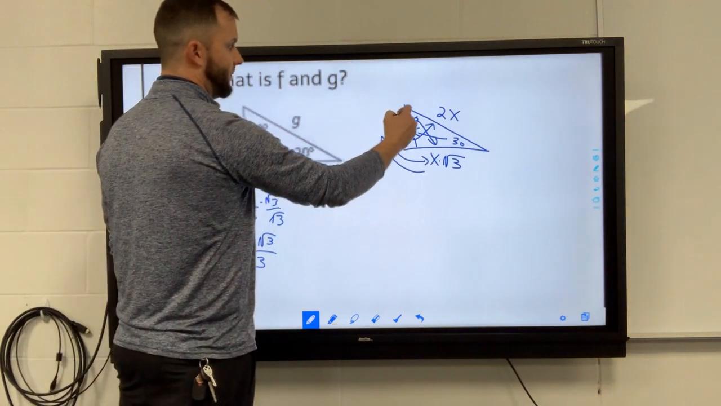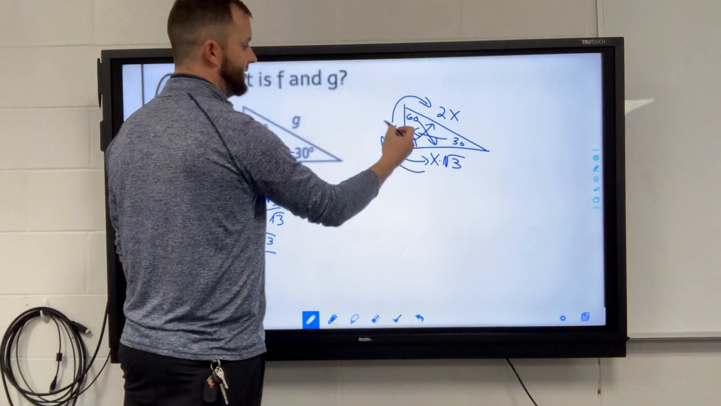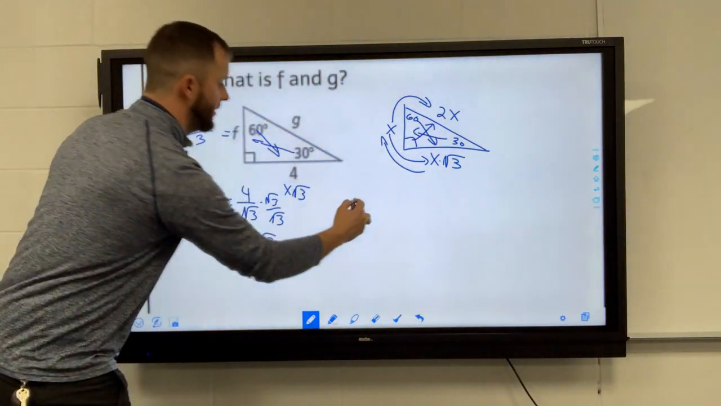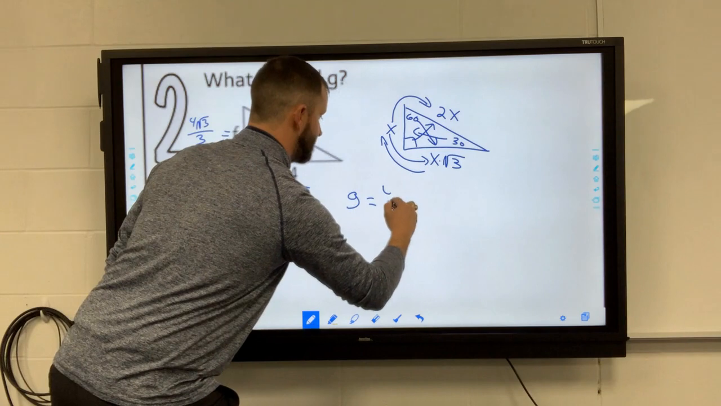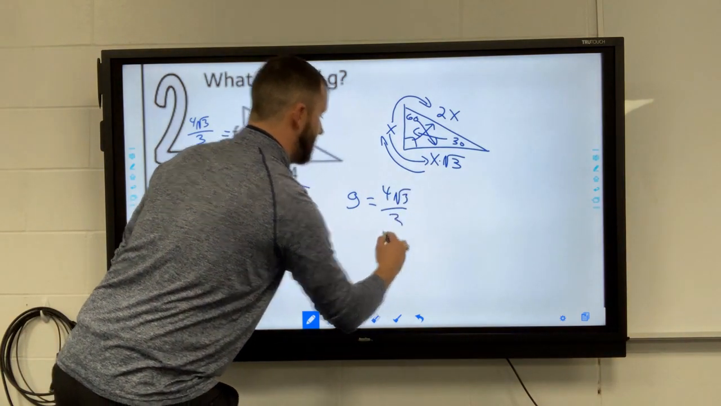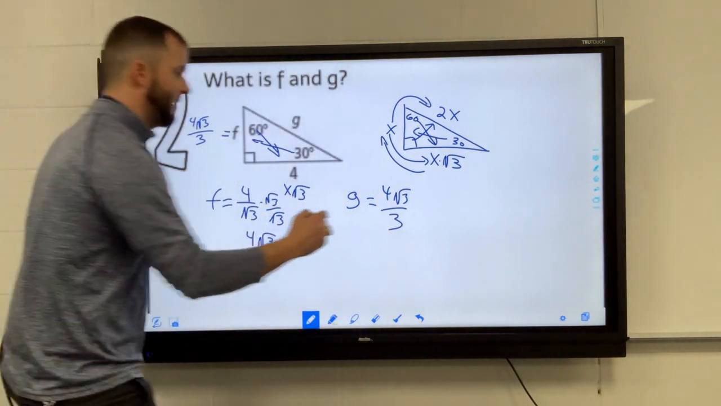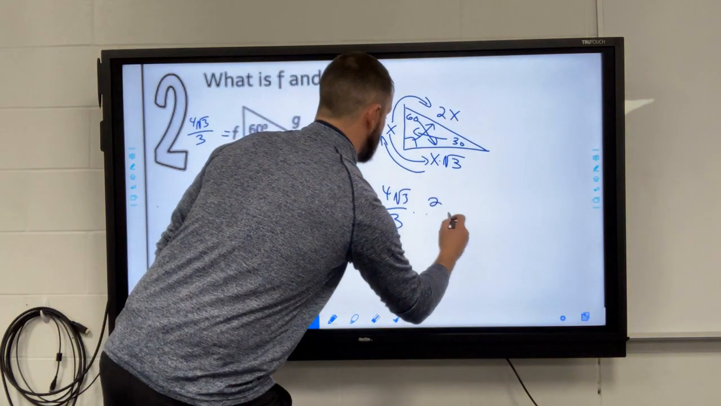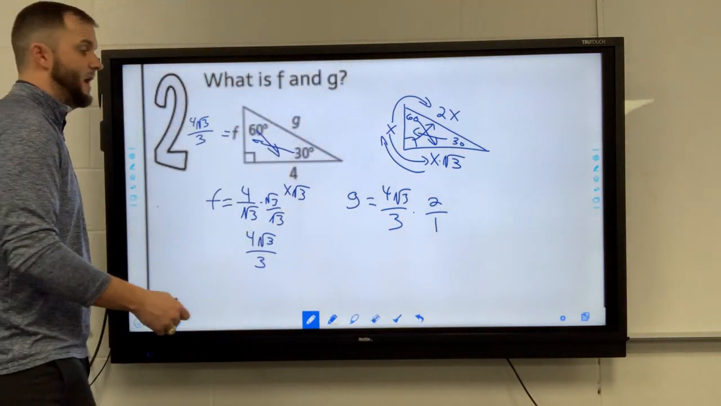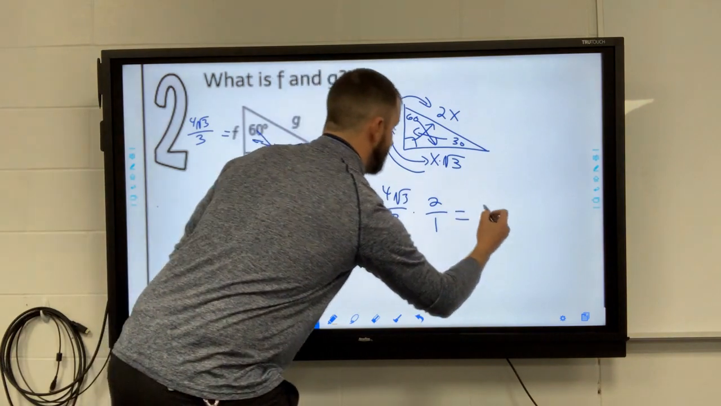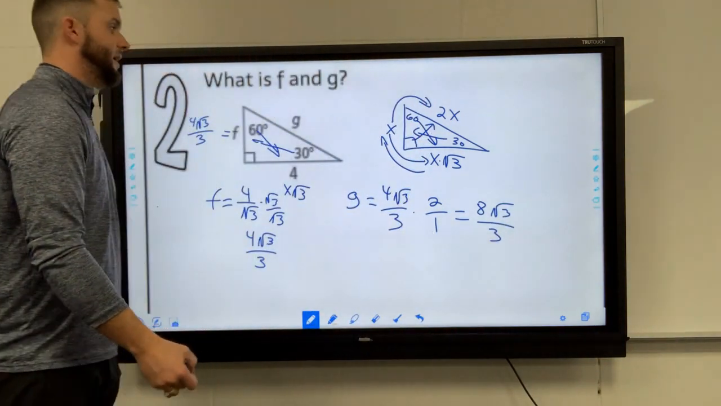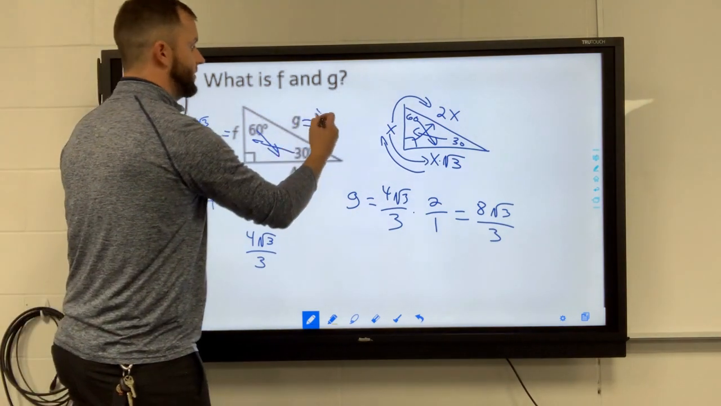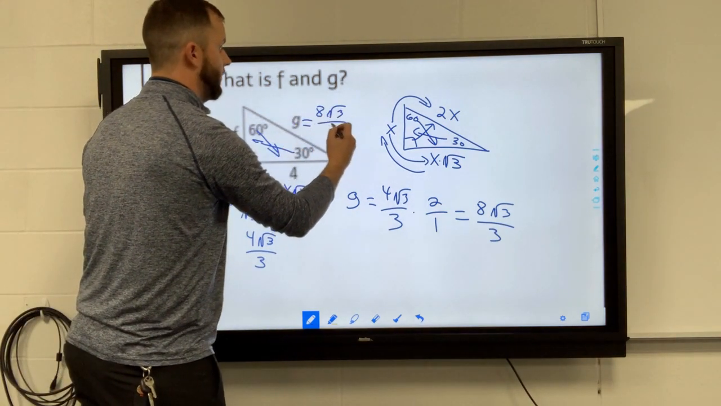Okay? So now if we look here, this is technically my x value right now. So now to go from here to my long side, I have to take the x and multiply by 2. So G is going to be what F is, which is 4 square root 3 over 3. And I'm going to end up multiplying that by 2, which is 2 over 1. So right now, 4 times 2 is going to give you 8 square root 3 over 3. So ladies and gentlemen, your final answer on G here is going to be 8 square root 3 over 3.